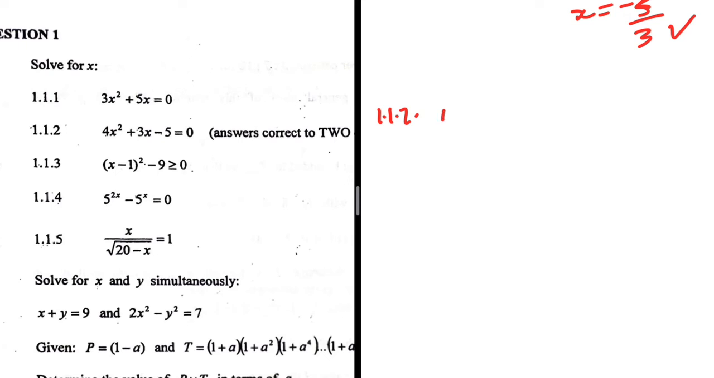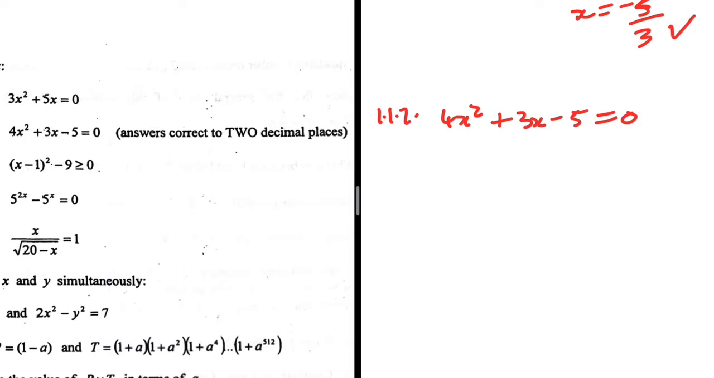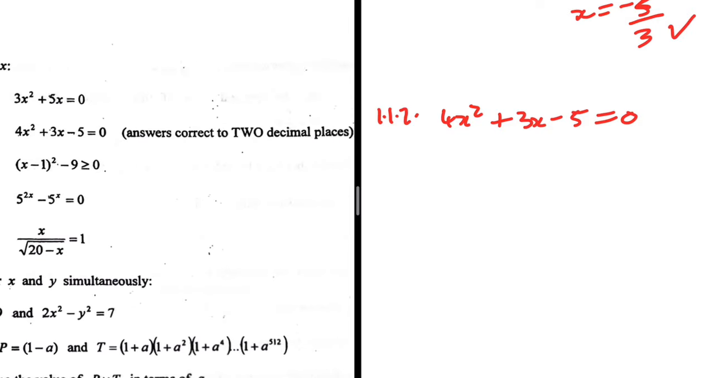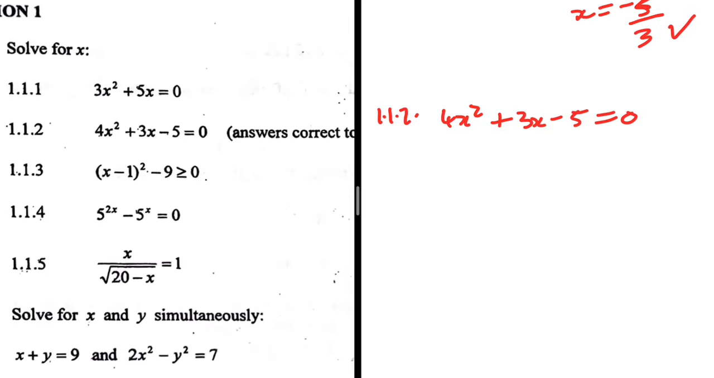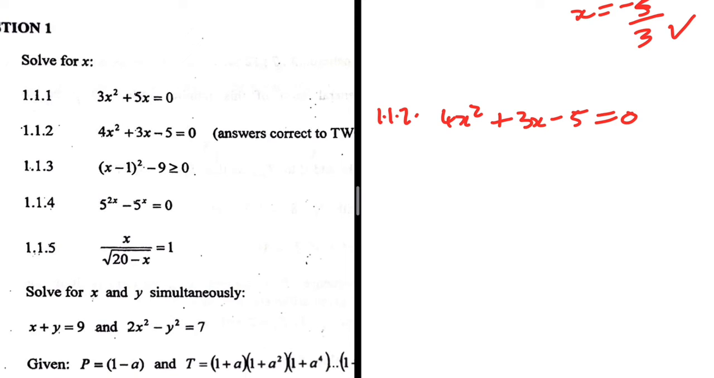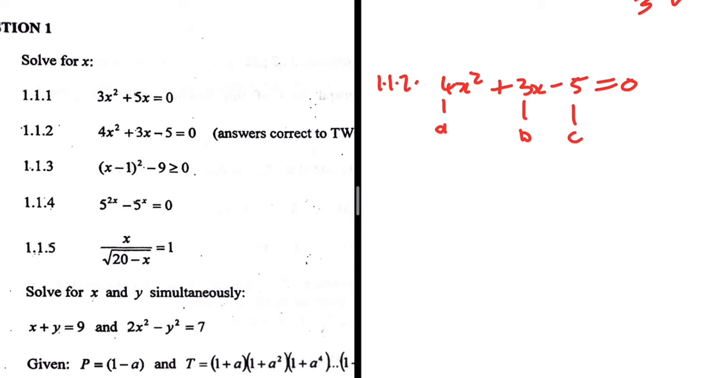1.1.2, where we have 4x squared plus 3x minus 5 being equals to 0. The question says, let's round off our answers to correct to 2 decimal places. When the question says that, we know that we are about to use the quadratic formula. So let's go ahead and do that. 4 is A, 3 is B, and minus 5 is C in our general formula.